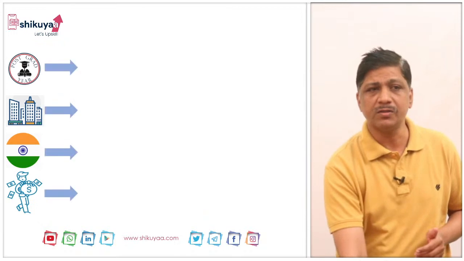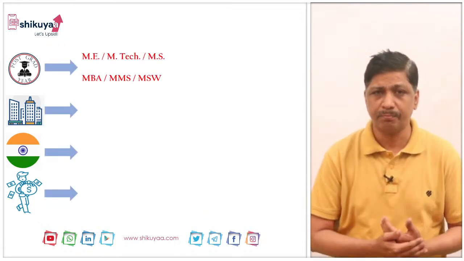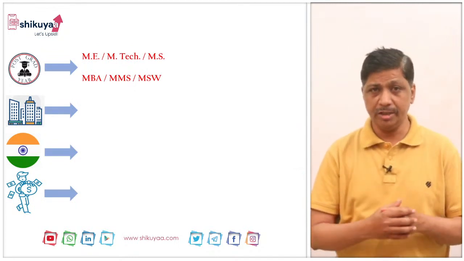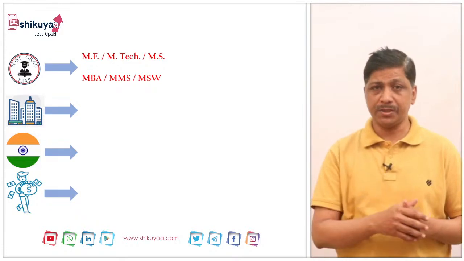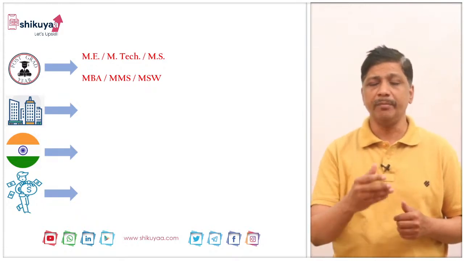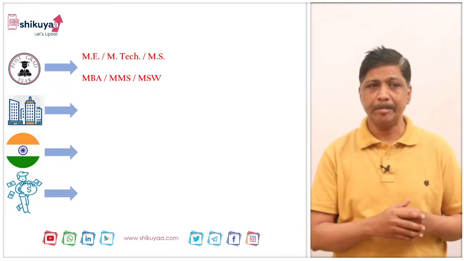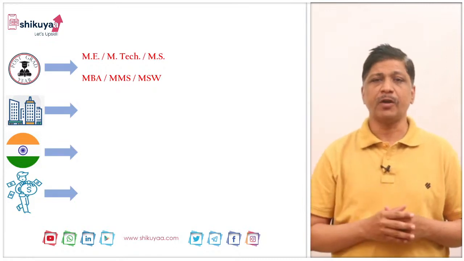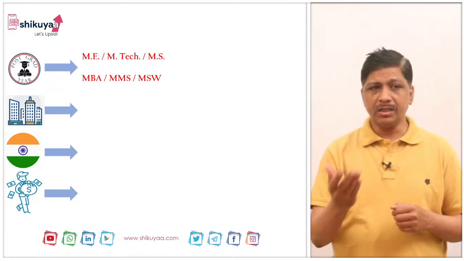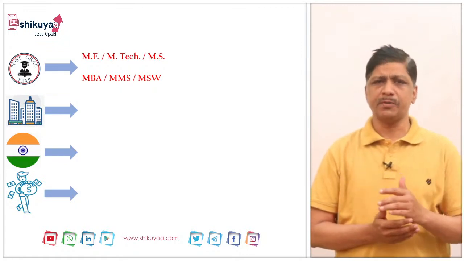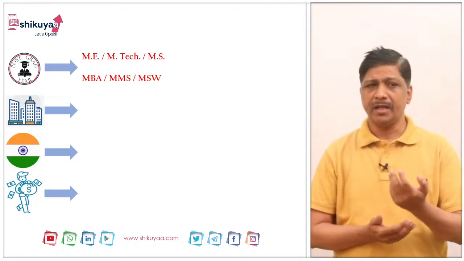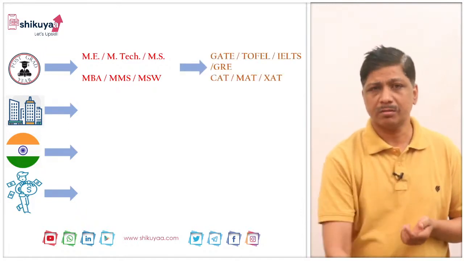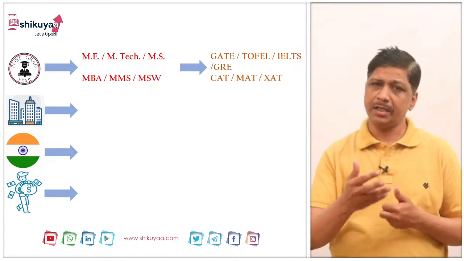So let us start with these options. The first option is post graduation, after graduation. If you are an engineering student right now in graduation, you may think about going for ME, that is Masters in Engineering, or MTech, or MS in some foreign country. Otherwise, you may think of going for non-technical post-graduation, maybe like MBA, MMS, or MSW. It could be any of the three. Most candidates prefer to go for non-technical like MBA.